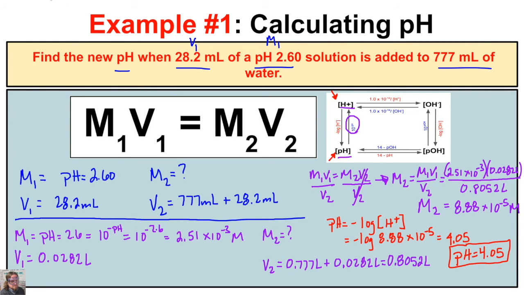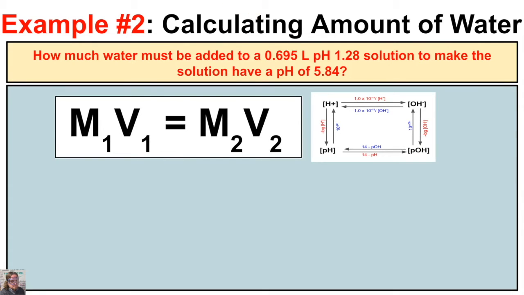Let's take a look at another example. In this example, it says how much water must be added to a 0.695 liter pH 1.28 solution to make the solution have a pH of 5.84. Our starting, concentrated solution is right here. We're starting off with a solution that has a pH of 1.28, so it's a pretty strong acid. Here is M1, here is V1. What we want to do is make a solution that has this pH, and if we know the pH, using this diagram right here, we can figure out what M2 is going to be. The question is how much water must be added? Well, if we solve for V2, we can then figure out how much water must be added to this solution.